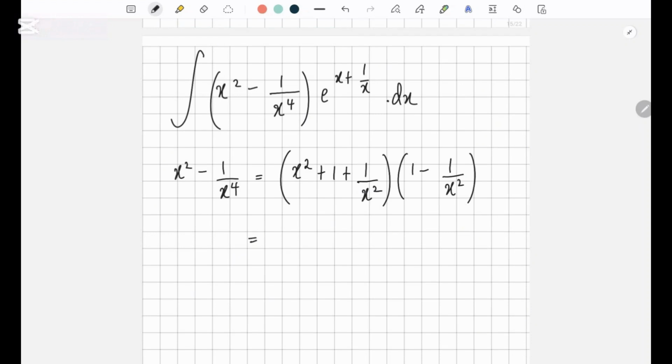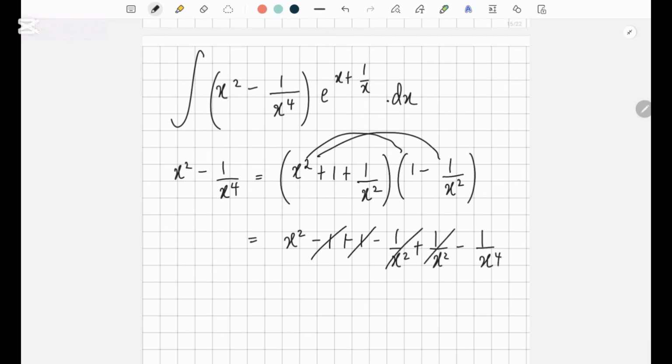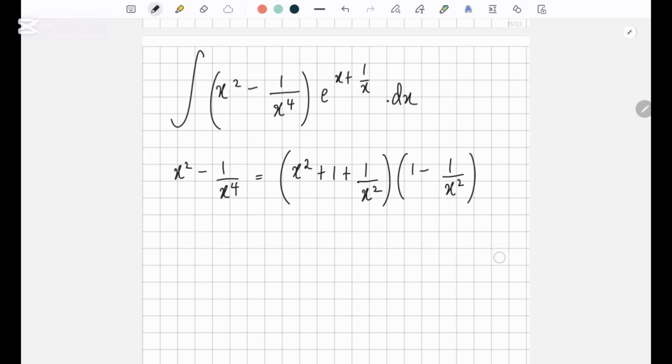If you expand the brackets, x squared into 1 is x squared, x squared into minus 1 over x squared is minus 1. Then you have plus 1 minus 1 over x squared plus 1 over x squared minus 1 over x to the power 4. These two cancel off, these two cancel off. As you can see, the factorization is acceptable, right? So this is true.